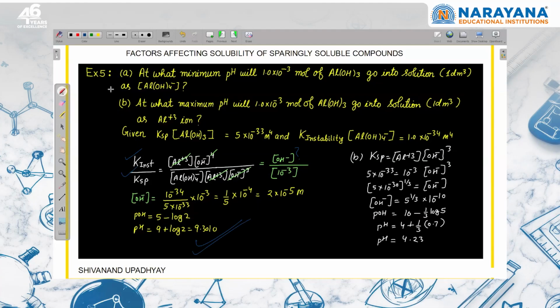Once we get the OH minus ion concentration, we can find out the pH. So this is the first part. Now in the second part, at what pH will 10 to the power minus 3 moles of aluminium hydroxide go into the solution as aluminium plus 3? Here we can directly use the Ksp value, because I know the aluminium plus 3 concentration, so we can calculate the OH minus ion concentration. So be careful about these types of questions.